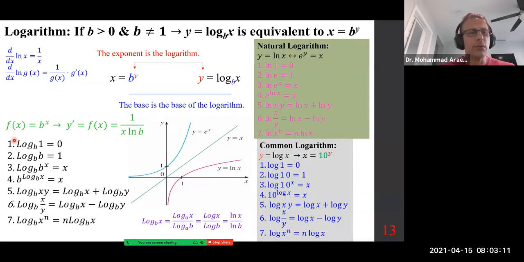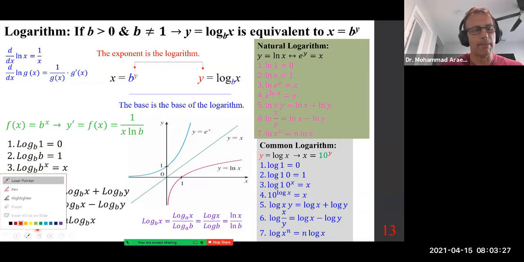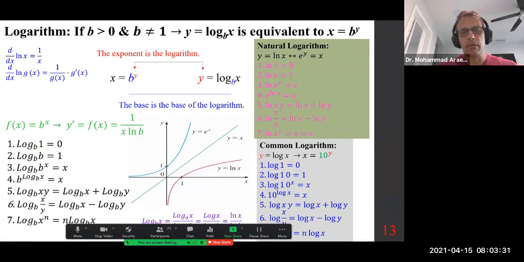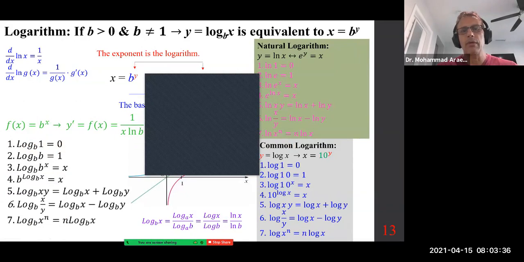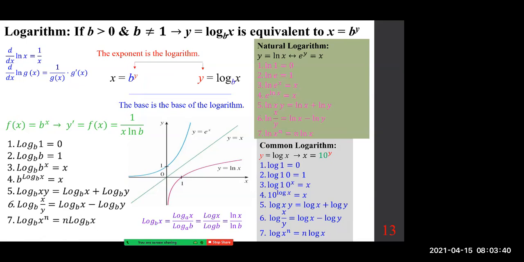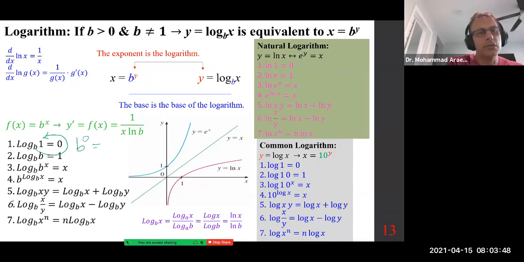If you look at, for example, the first one, log of 1 with any base is 0. Obviously, if you go by the definition, b to the power of 0 equals 1. So that's what we use to understand this concept. Now, the second one says when the base and the argument are the same, the answer is 1. These two refer to the fact that logarithmic functions and exponential functions undo each other, they are inverse functions.